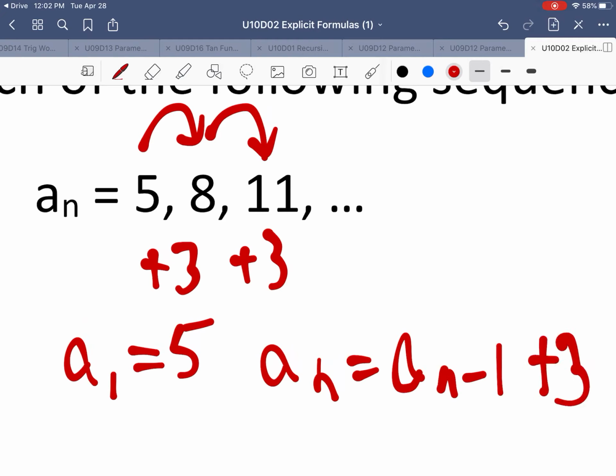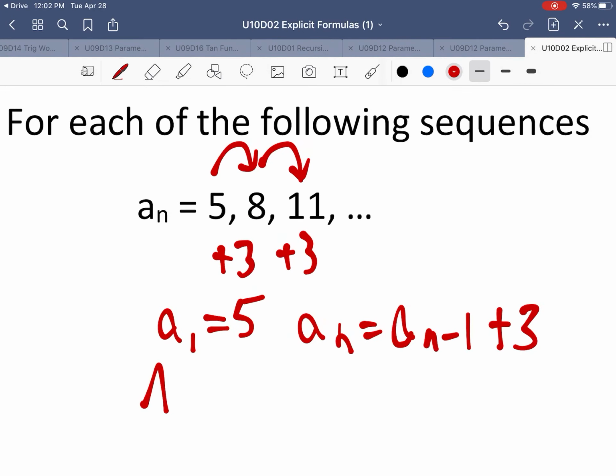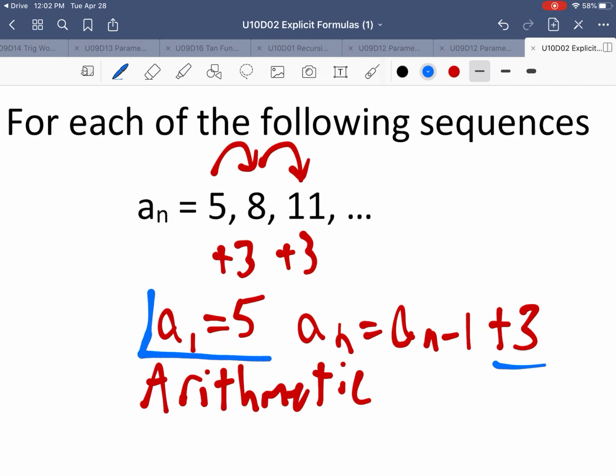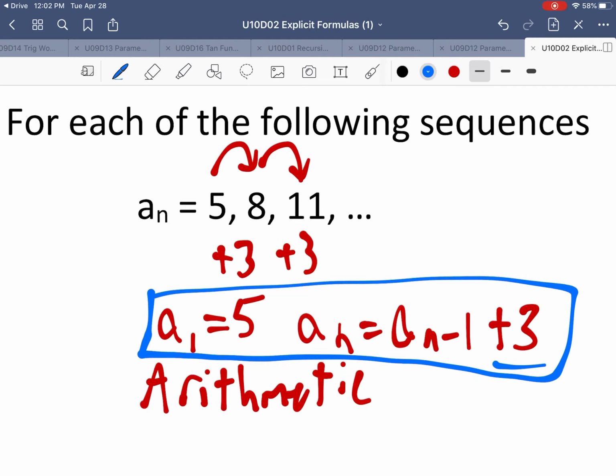So this is the rule for what we're going to call an arithmetic sequence. An arithmetic sequence is a sequence where the rule is to just add the same number over and over again. So our rule is add 3. And that's going to be important for writing an explicit rule. So this is the recursive rule, and soon we're going to write the explicit rule.